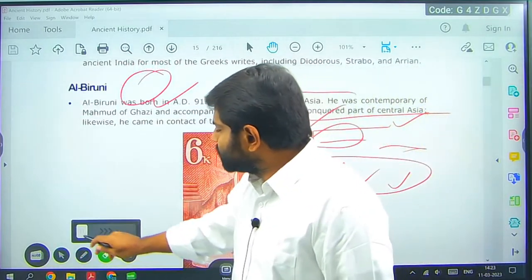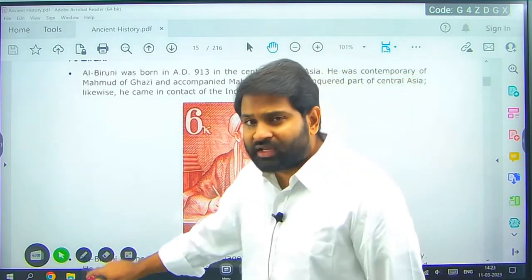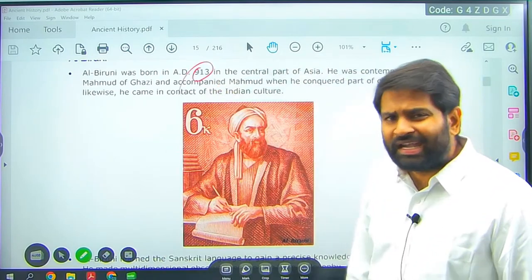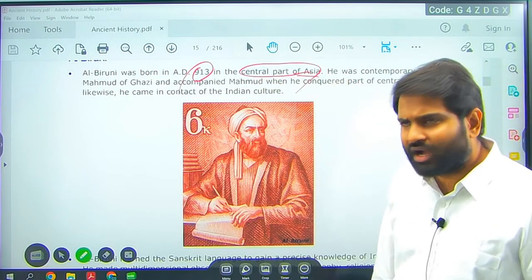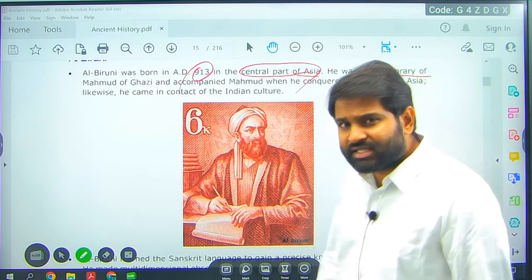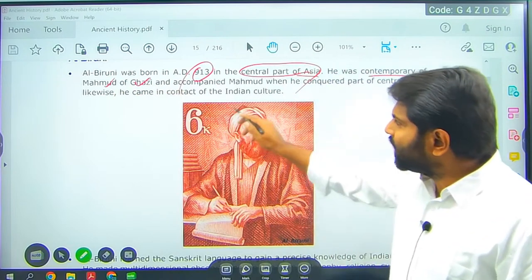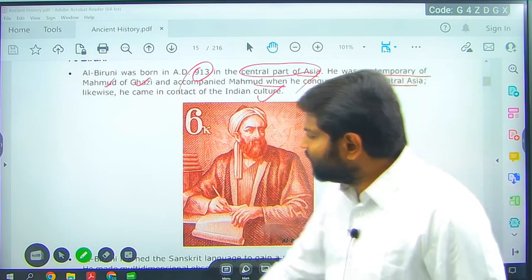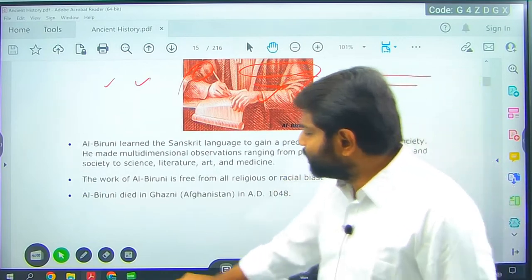Next one, Al-Biruni, one of the important personalities. These are the people who are reconstructing the history of India, ancient history. Remember, Al-Biruni was born in 913 AD in Central Asia. He was a contemporary of Mahmud of Ghazni. He accompanied Mahmud when he conquered Central Asia, and likewise he came in contact with the Indian culture. He is also one of the important persons.